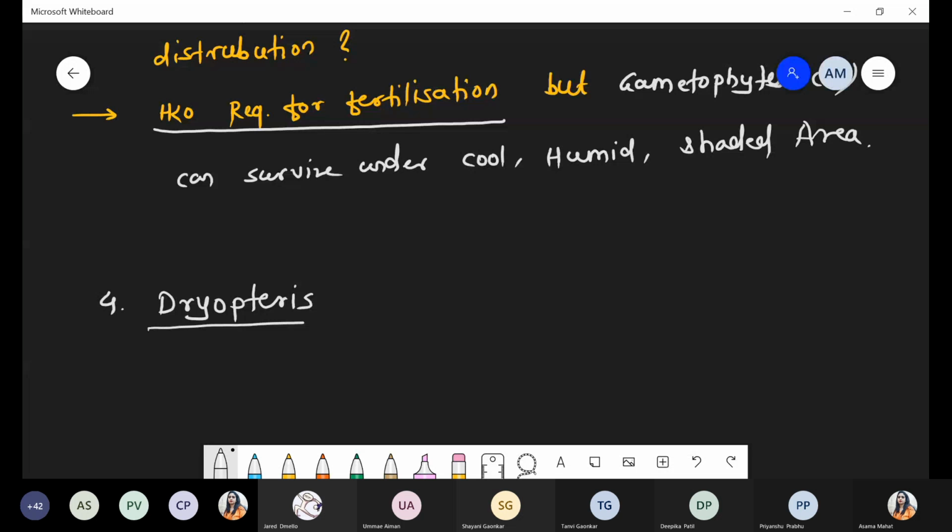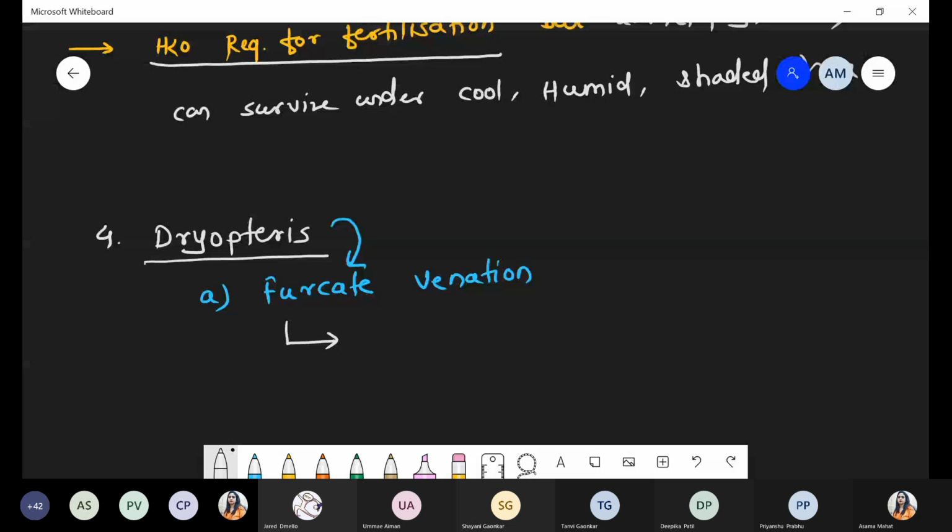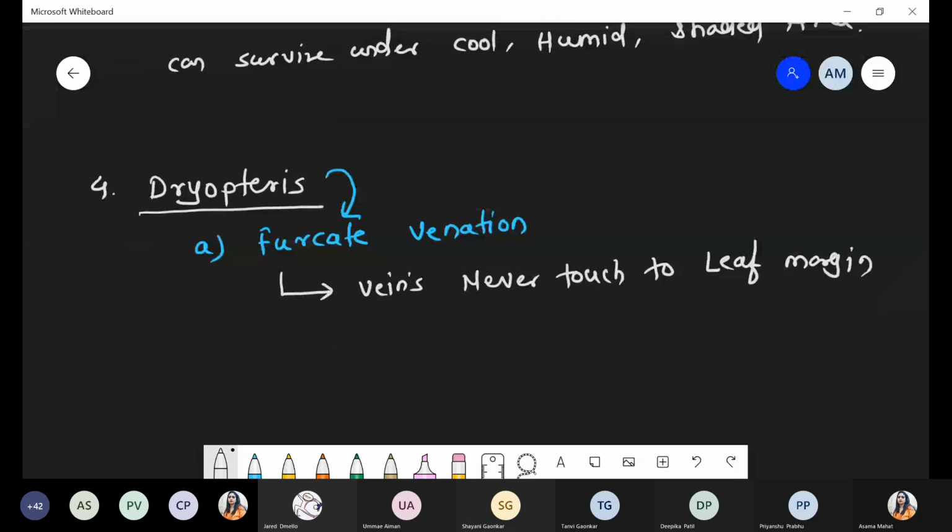Arrangement of veins in a leaf. But Dryopteris is very unique, it shows furcate venation. And what is the meaning of furcate venation? Simple meaning, veins never touch the leaf margin. Normally, kya hota hai? When you talk about the leaf in gymnosperms and angiosperms, a midrib is present, and then there are veinlets. But in Dryopteris, a specific type of venation is present. Wo kahin pe bhi present nahi hota. In all Pteridophyta, it is only and only present in Dryopteris. That is furcate venation. Veins are never touched to the margin.